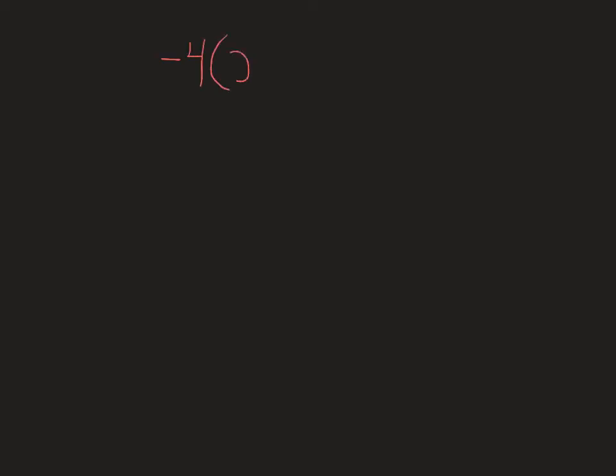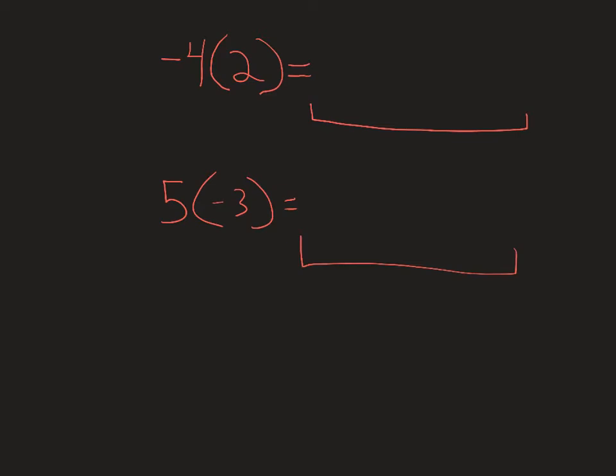-4 times 2. Don't answer it. Don't write out an answer. I want you to write it out as the repeated addition, okay? Write it out right now as a repeated addition, and I'll give you one more to practice on. How about 5 times -3. Write it out as repeated addition, and then you can answer it. Go ahead and pause the video, and then write the answer.